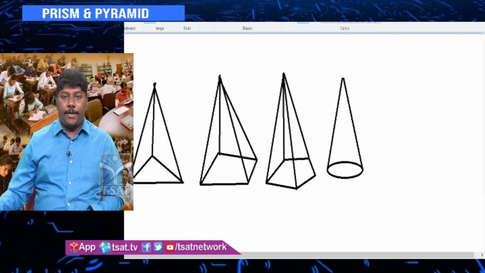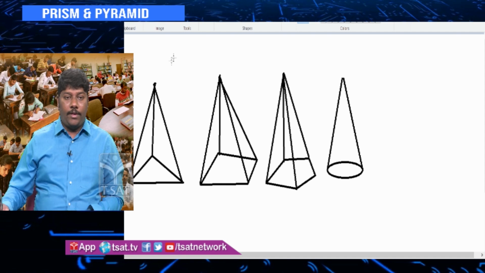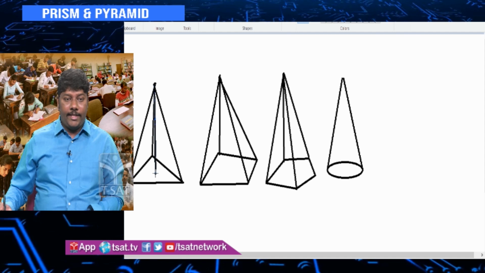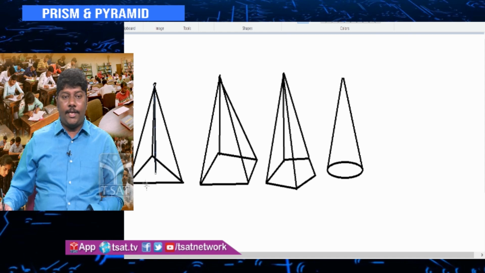Now, try to understand here. This green colored one, the one which I am drawing to the apex, to the incenter of the base.